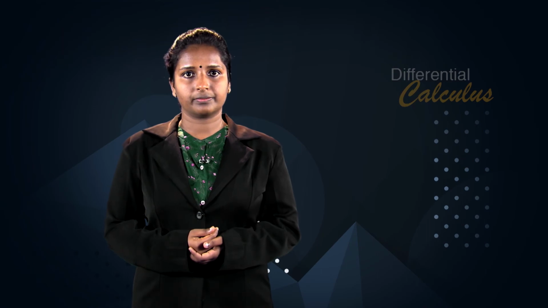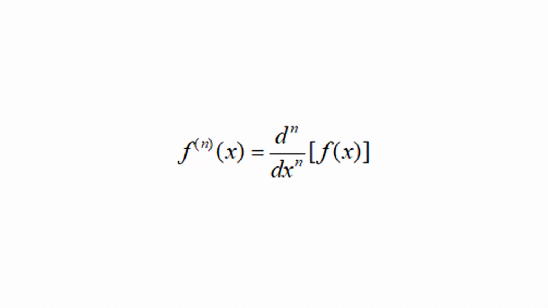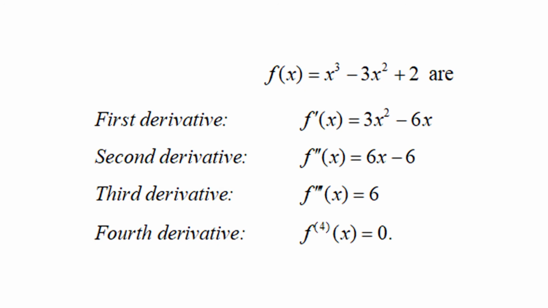Also, we note that f^(n)(x) equals d^n/dx^n of f(x). The first four derivatives of f(x) = x³ − 3x² + 2x: first derivative f′(x) = 3x² − 6x, second derivative f″(x) = 6x − 6, third derivative f‴(x) = 6, and fourth derivative f⁗(x) = 0. The given function has derivatives of all orders, the fourth and later derivatives all being 0.